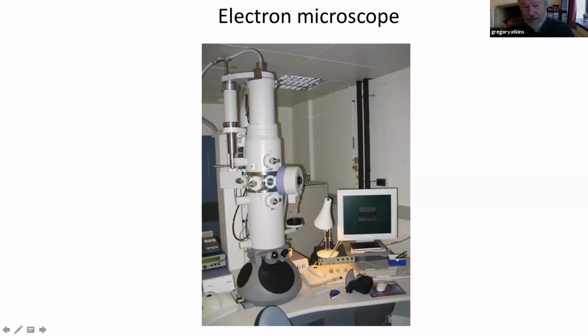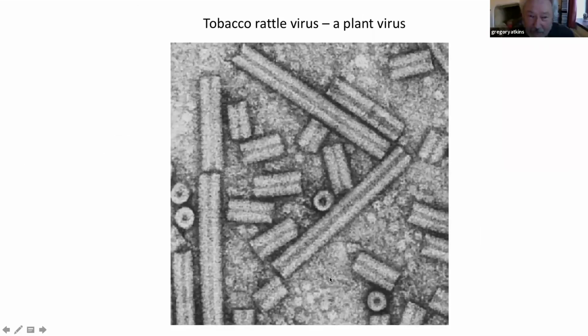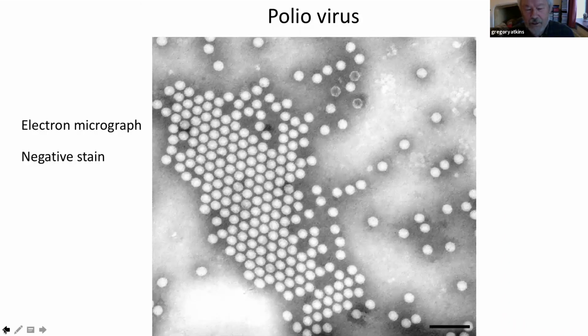So what do you actually see? Here you see the negative stain, the black background. This is poliovirus, and you can see the outline of the virus, which is what you see in the electron microscope. This is a plant, and that, incidentally, that virus I just showed you had icosahedral symmetry. This is polyhedral symmetry.